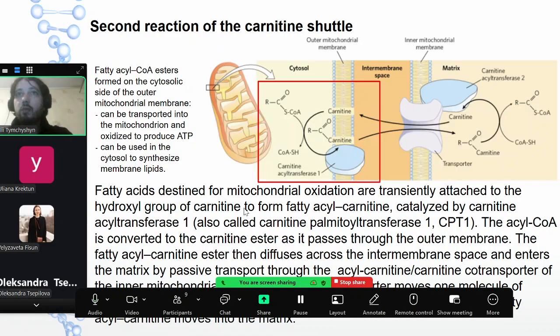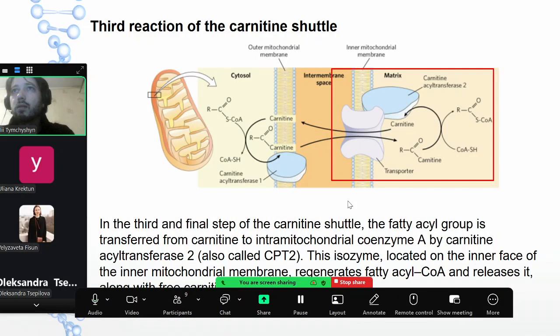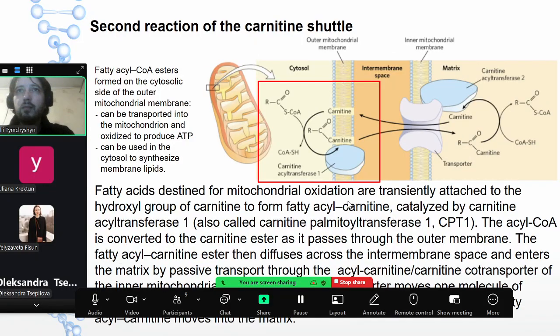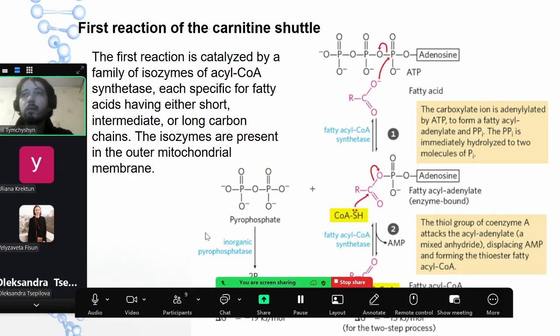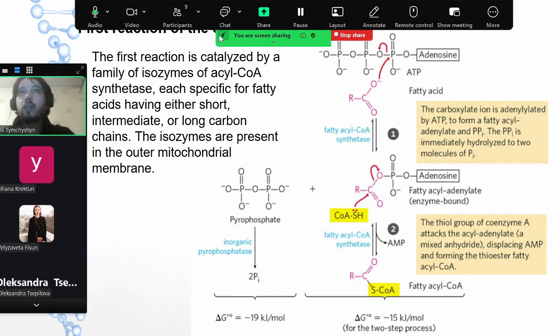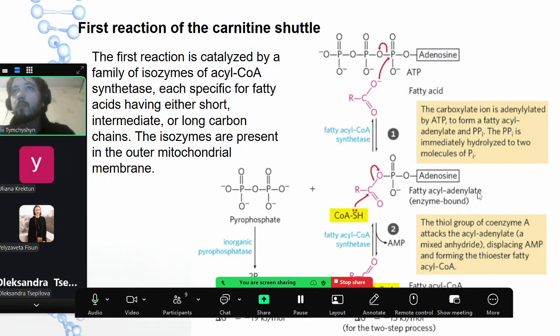Let me check. They should be present on the outer membrane. Let's check the reaction. Here we have fatty acyl-CoA synthase.